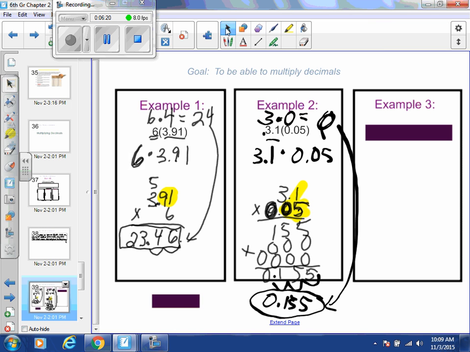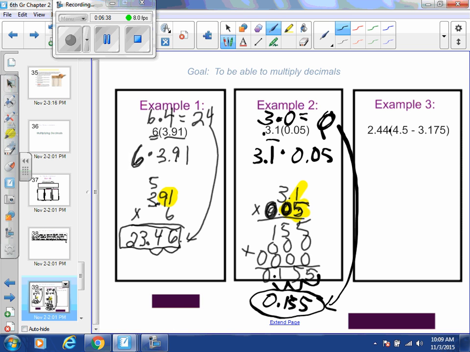All right, let's go on to our last example. Of course, I saved the best for last. Okay, so this example is a little bit different because instead of just being multiplying, this problem has two operations. It has subtracting in the group, and it also has multiplying. Order of operations reminds us we have to do the groups first. We have to do what's in the groups first if we can. So I'm going to start by subtracting those two numbers.